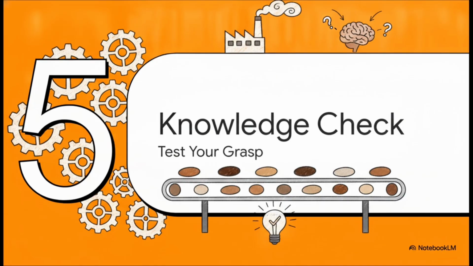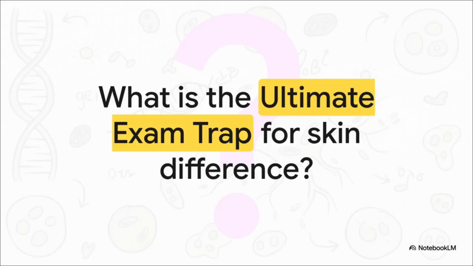Okay, time for section 5, a quick knowledge check. Let's make sure this assembly line logic really stuck with the practice question. Here is your question for today. What is the ultimate exam trap regarding the difference between light and dark skin?